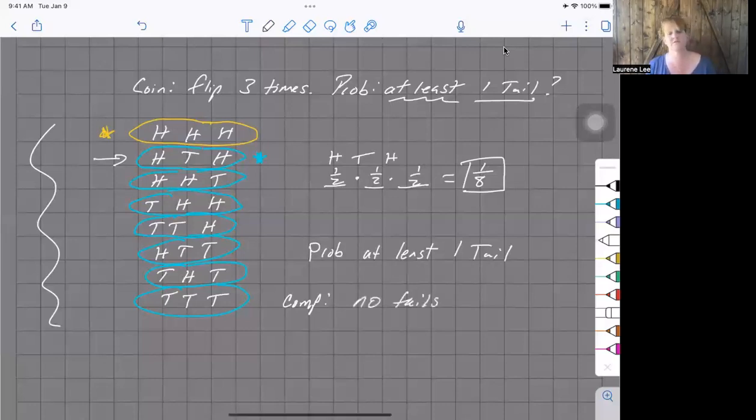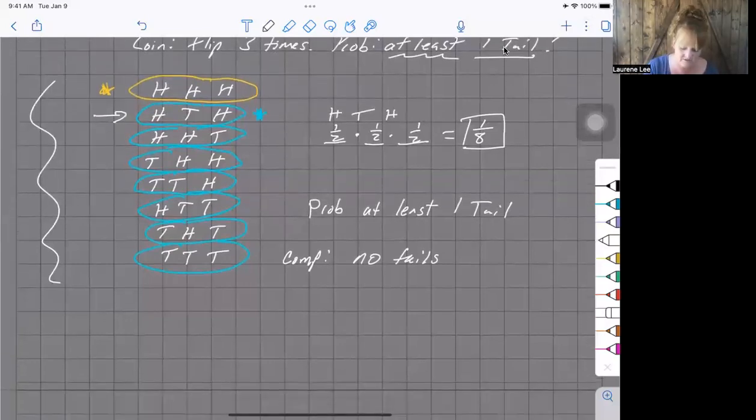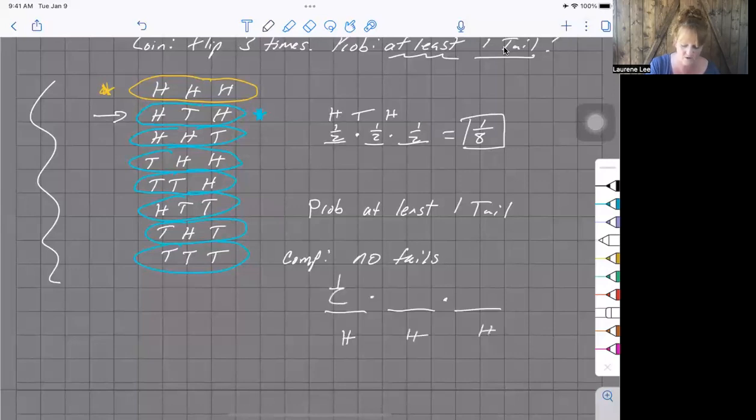Right? Because if my probability of my original question is at least one, the opposite of at least one is none. So that's an easier question to answer because there's only one option. So let's look at that. What is the probability of no tails? Well, it's three situations. And I want to flip a heads, and a heads, and a heads, which is 1/2, 1/2, and 1/2, which is 1/8.